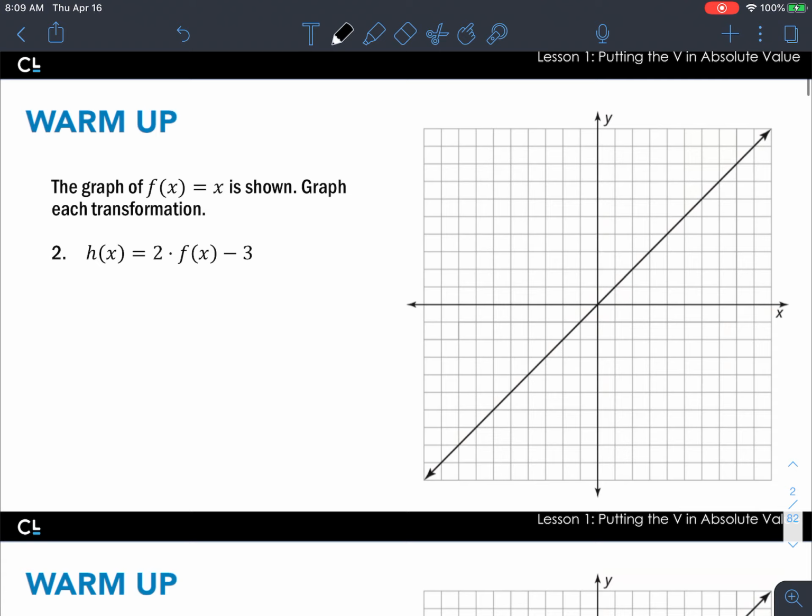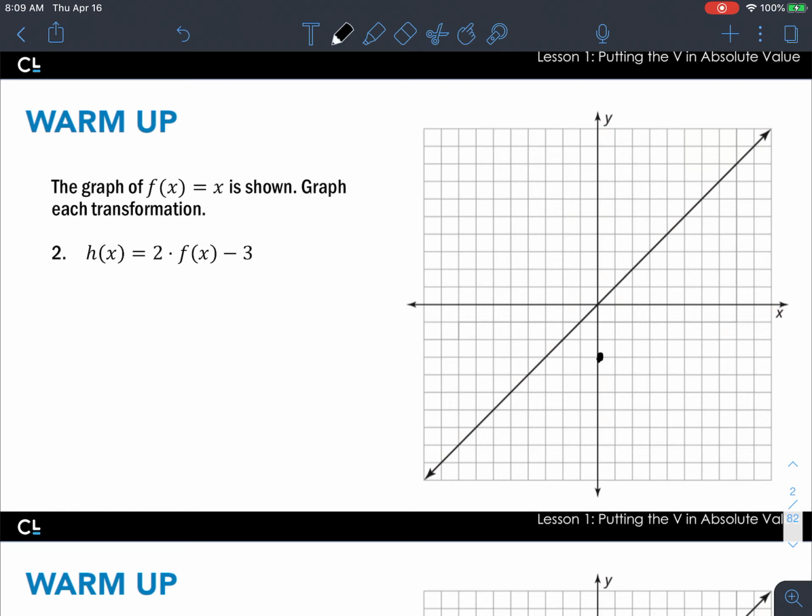Looking at problem 2. 2 times f of x minus 3. This is h of x. So the first thing is minus 3. So it's going to come down 3 spots. 1, 2, 3 is going to be one of the points. And because it's timesing, actually, yeah, that's right.